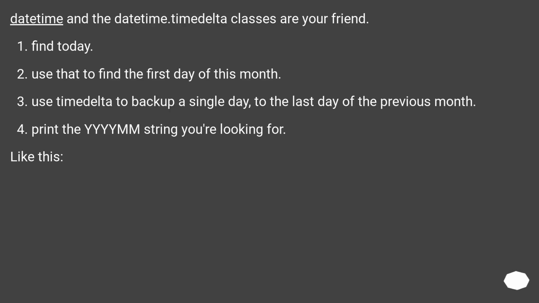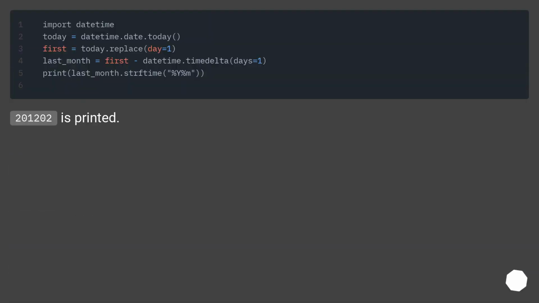The datetime and the datetime.timedelta classes are your friend. Find today, use that to find the first day of this month, use timedelta to back up a single day, to the last day of the previous month, print the string you're looking for. Like this. (201,202) is printed.